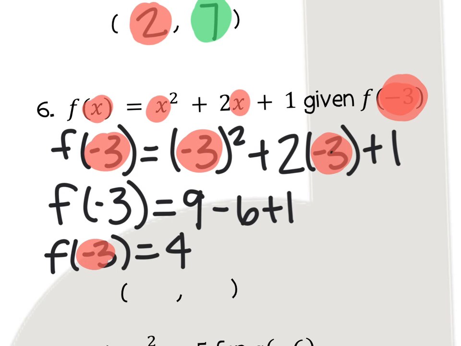So that tells me two things. My x value is negative 3. My y value is 4. So I can put those in my parentheses: negative 3 and 4. And again, that negative 3 comes from the x value. The 4 comes from the y value.